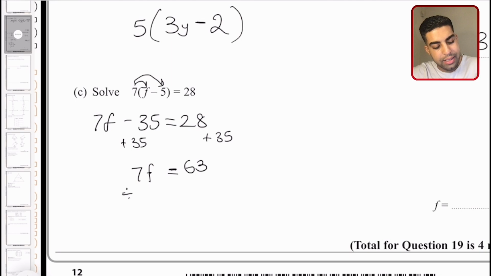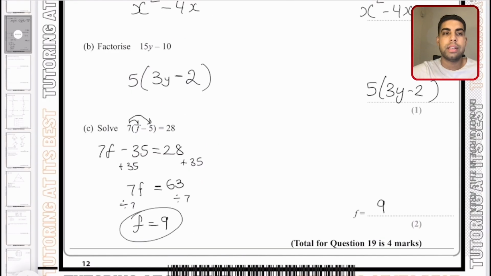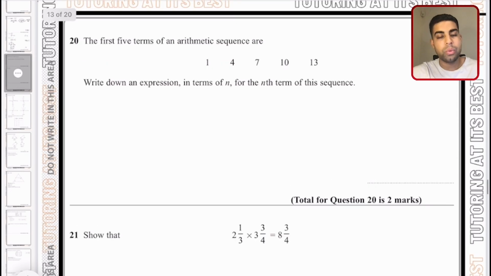So then we divide both sides by 7, and we know that 63 divided by 7 is 9, so f equals 9. Let's now move over to question number 20, where we're given 5 terms of an arithmetic sequence. And we need to write down an expression in terms of n for the nth term of the sequence.